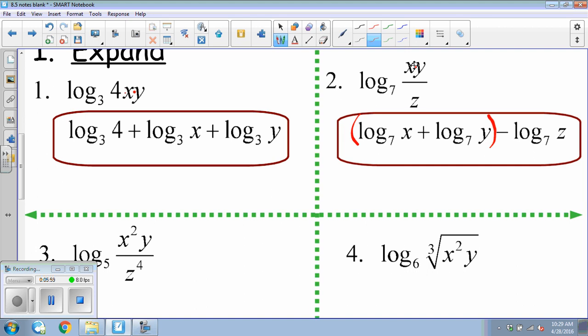So this is going to become important when we start condensing, okay? Because they don't put the parentheses around it. So you have to use your order of operations to figure this stuff out. Okay, any questions on 1 or 2?